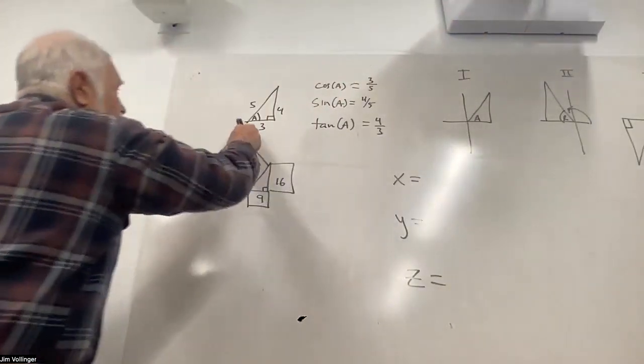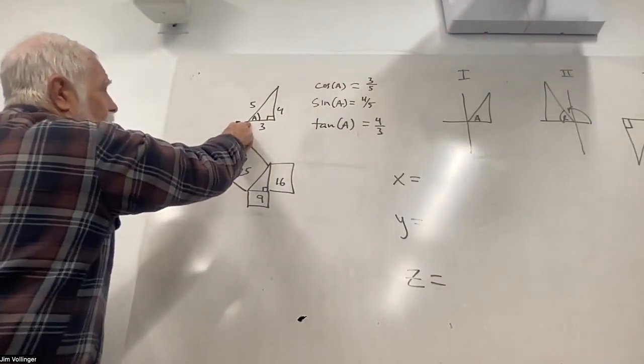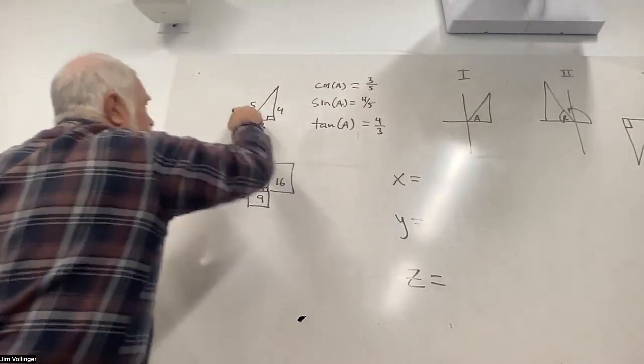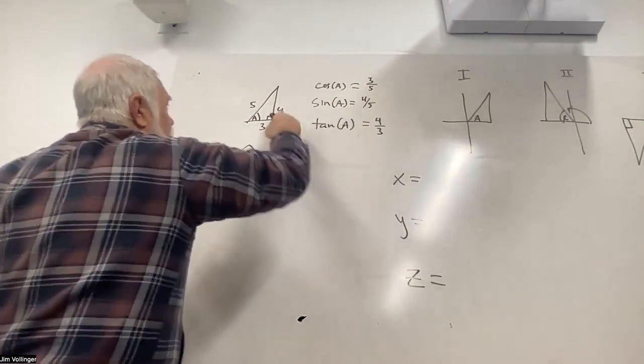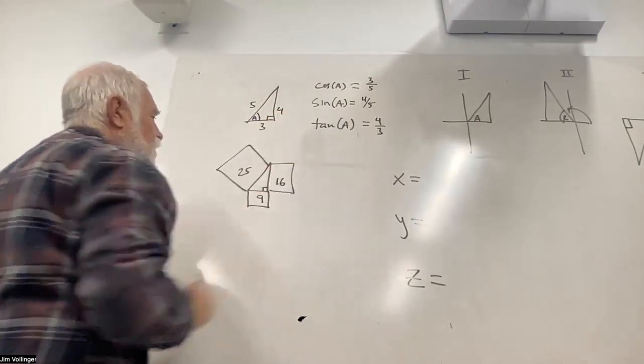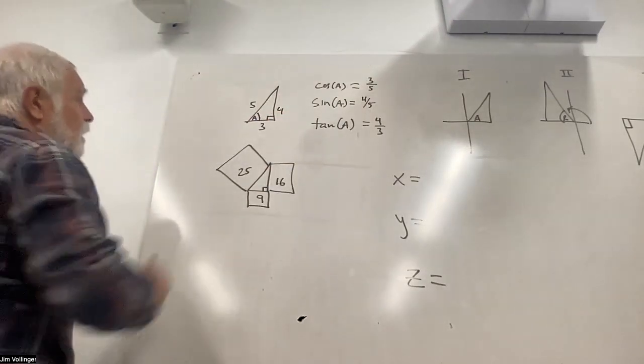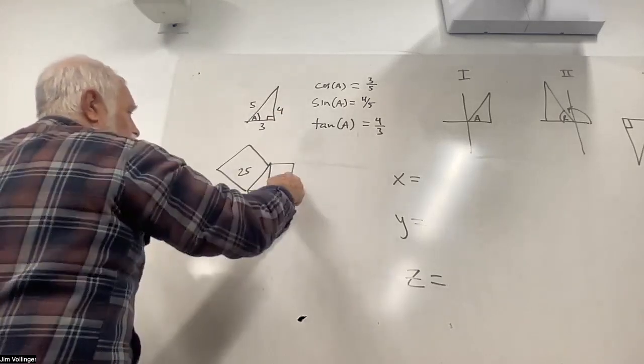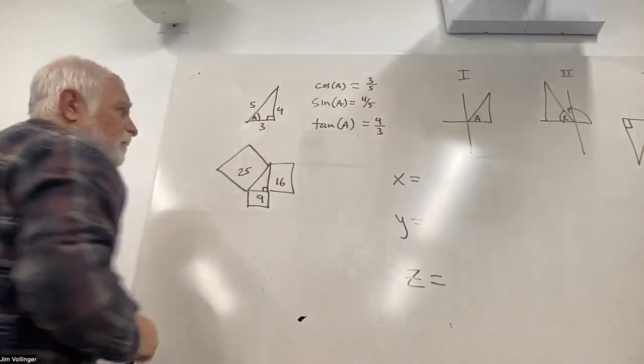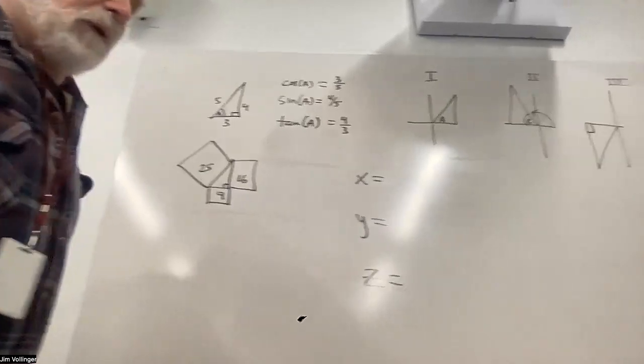Okay, so here's a right triangle. If you look at the angle, the cosine of angle A is 3 to 5. The sine of angle A is 4 to 5, and the tangent is 4 to 3. And Pythagorean relationship, you want to work pictorially. So 3 squared is 9, 4 squared is 16, 5 squared is 25. So we'll do a little trig right now.